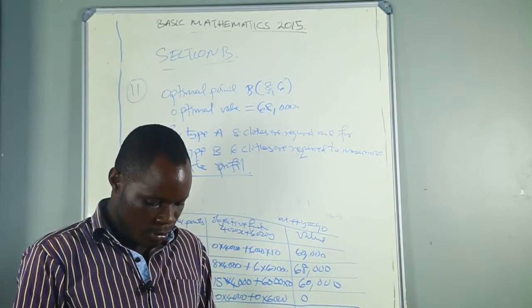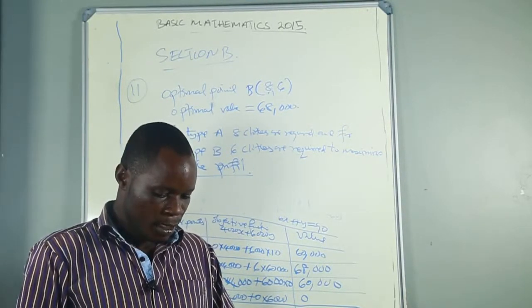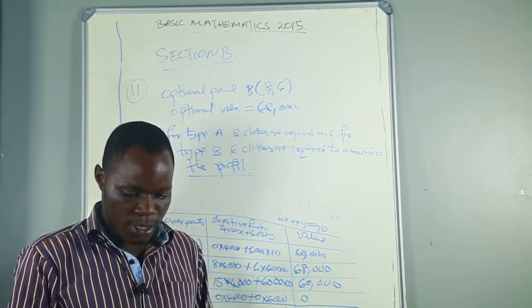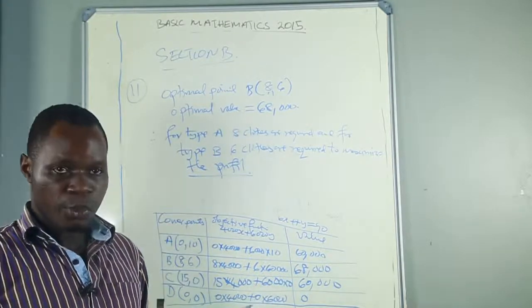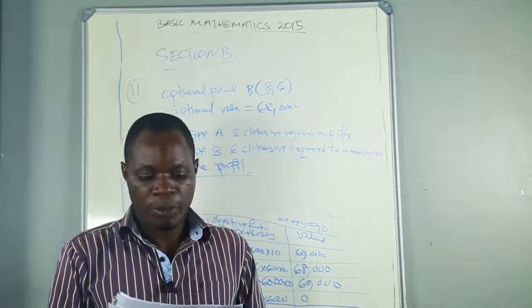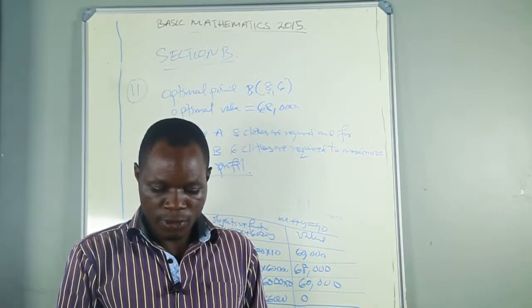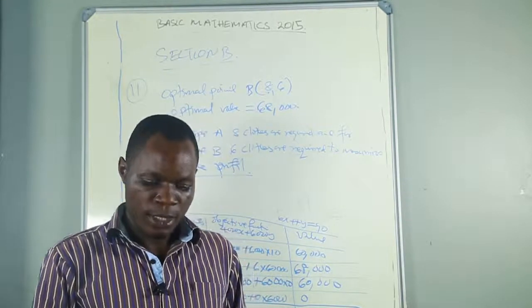Now let us go to question number 12. We have been given the data of 32 students in a physics examination. So part A, we are required to prepare a frequency distribution table using the class intervals 24 to 29, 30 to 35.